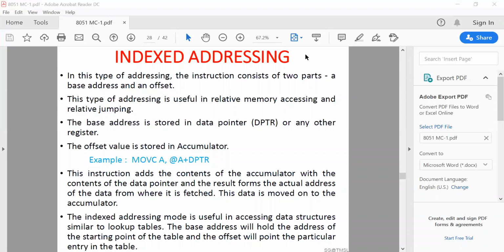Clear up to this much? The different addressing modes, the function of the 5 addressing modes. Yes, sir. Yes, sir.